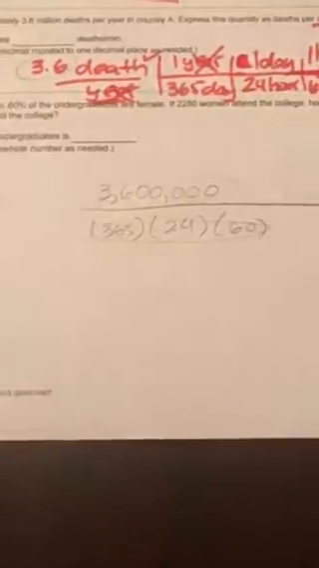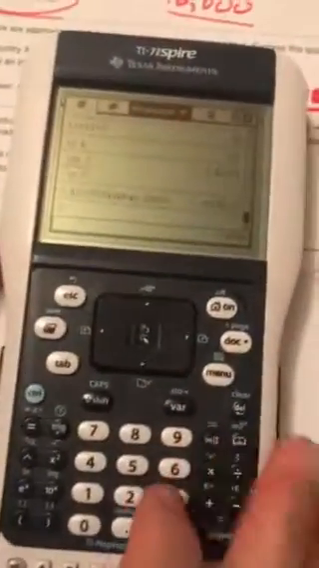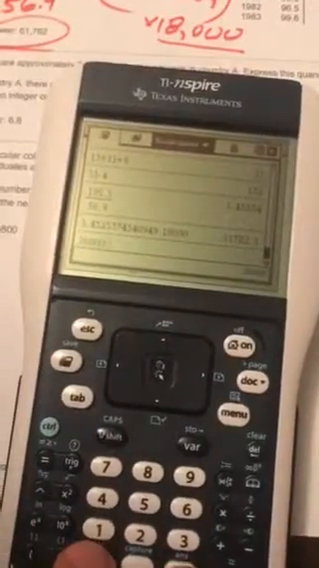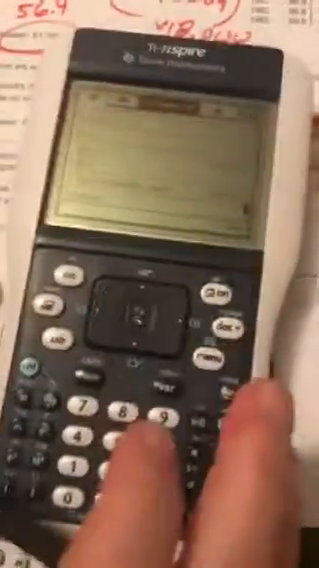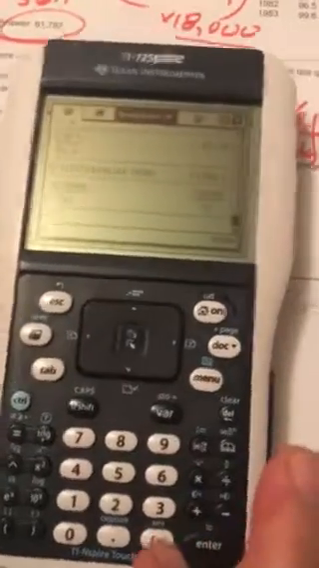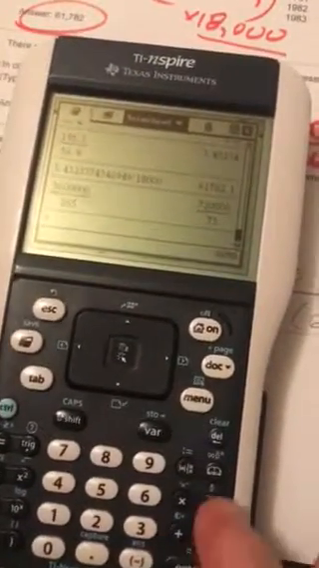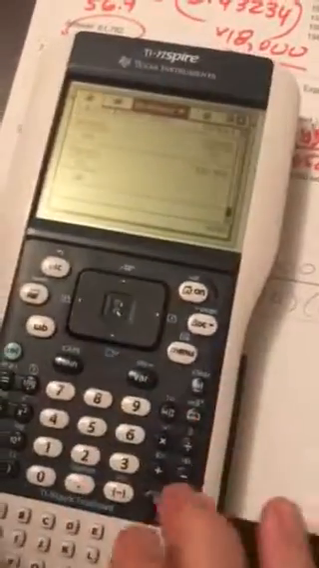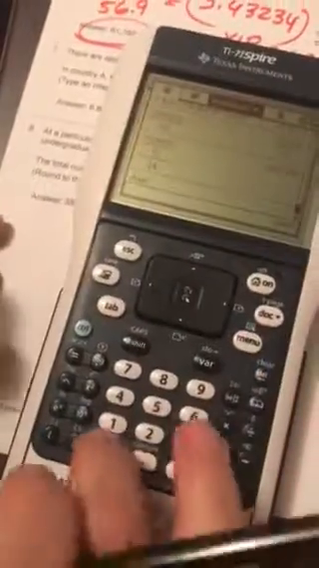To do this math, I can multiply this out first and divide 3.6 million by this, or I can take on my calculator 3.6 million divided by 365, divided by 24, divided by 60. I'll show you this comes out to be the same thing. So 3,600,000 divided by 365, enter, and then divided by 24, and then divide it by 60. You see, you get about 6.8. Okay, and that's our answer.